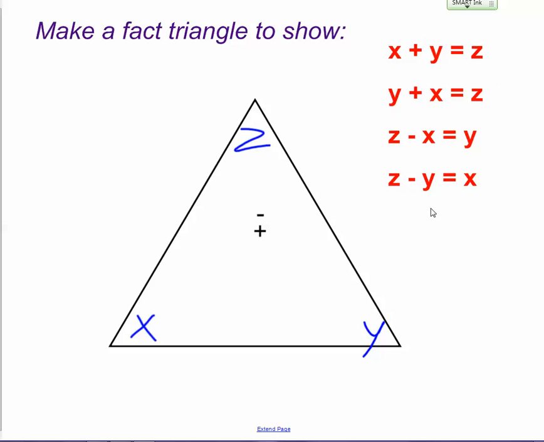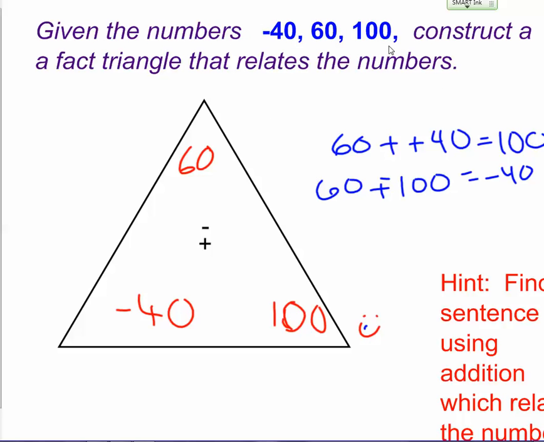So now you had to take these four facts and arrange x, y, and z in the triangle. And since the total is z, it goes at the top. And x and y can be here this way, or we could have x here and y here. And all of those positions show these four related facts. And then I gave you these numbers, and you had to figure out where they go.